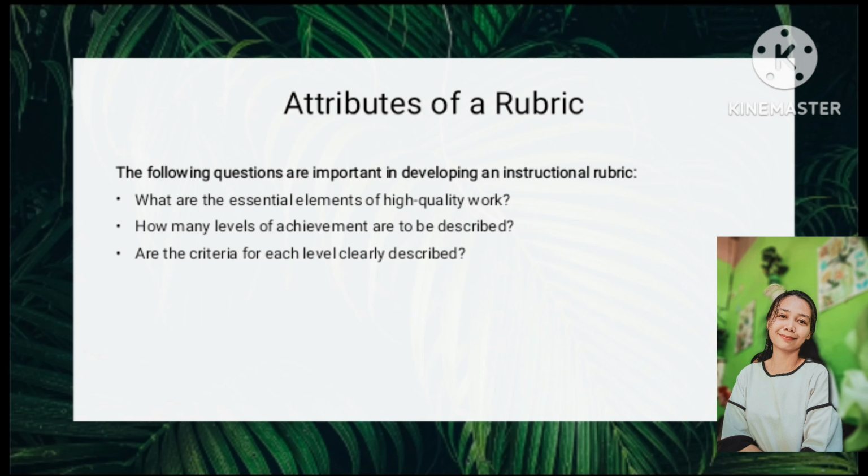Okay, for our continuation of the attributes of a rubric. So there are following questions important in developing an instructional rubric. So kung ikaw as a teacher magahimo sang rubric, i-consider mo ni siya nga mga question such as, what are the essential elements of high quality work? So ano gid bala ang imo standard nga matawag na siya nga maayo or very good nga pag-perform or pagtrabaho? Kag ang ikaduha, how many levels of achievement are to be described? O pila gid kabilog ang imo gusto nga ma-achieve sang sina nga klaseng standard.